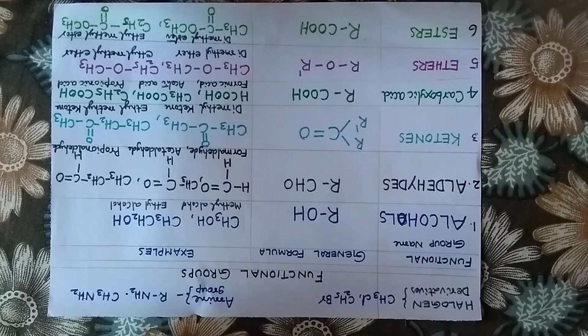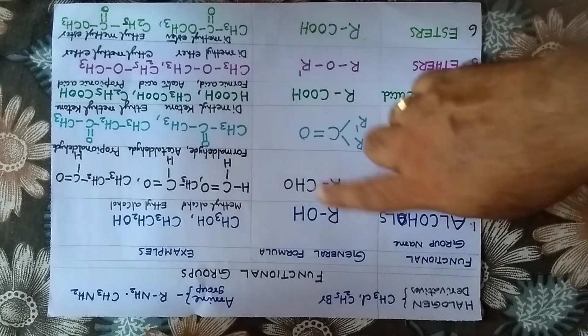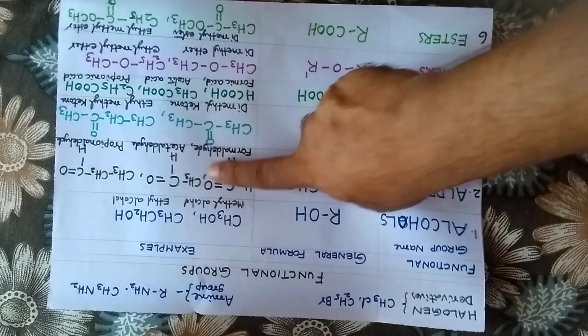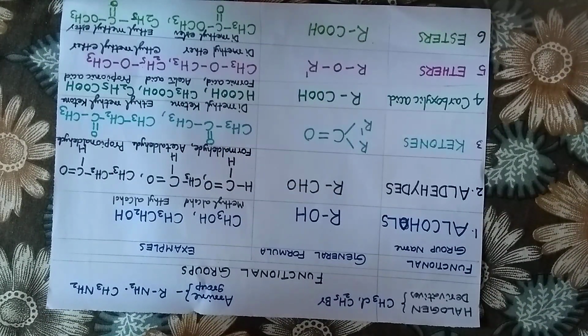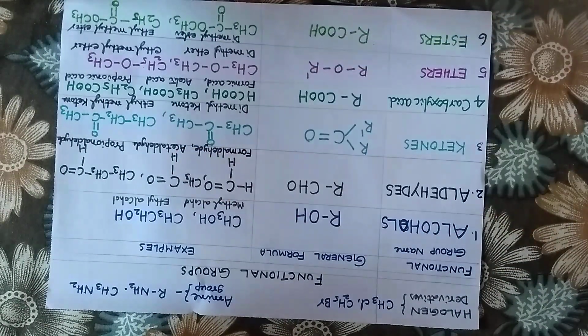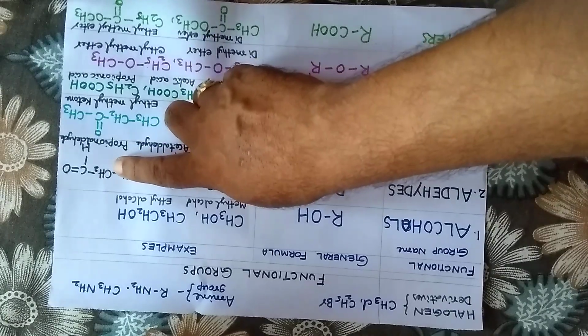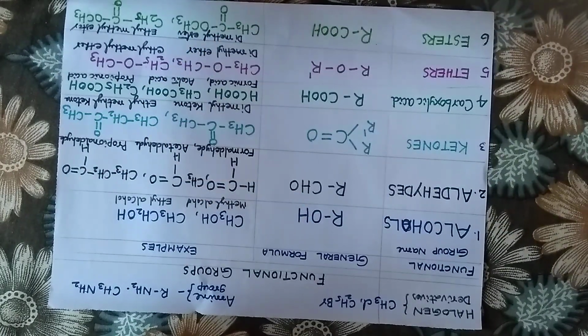See here, RCHO. This is H. See, this is HCHO, that you call formaldehyde. Here CH3CHO. In that CHO, C and H have a single bond, C and O have a double bond, that is acetaldehyde. The next one, CH3CH2CHO. CH3CH2 you can write as C2H5, that you call propanaldehyde. There are 3 examples for aldehyde, you remember that.